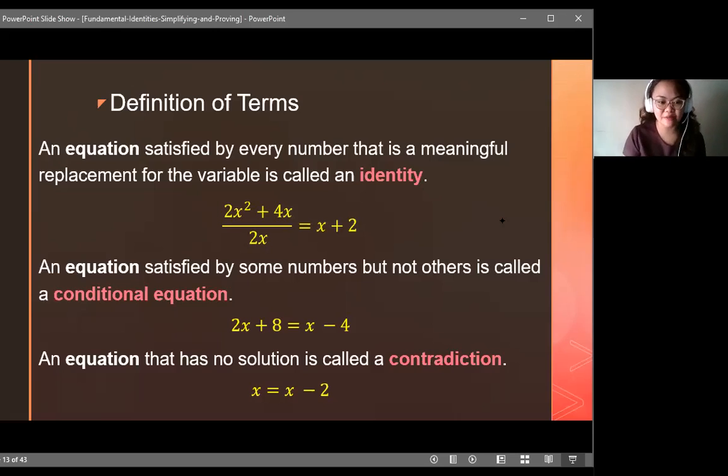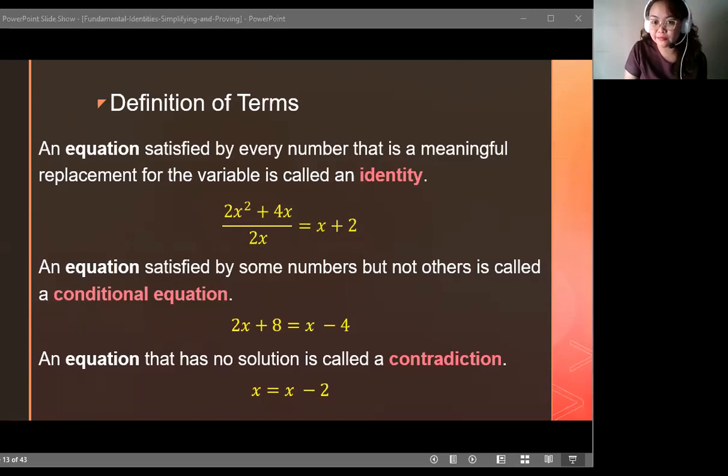And then lastly, the last type is called the contradiction. The contradiction equation has no solution. Kaya nga siya contradiction. It's not equal. Kahit anong isubstitute mo dyan, hindi siya magiging true. So, whatever value you substitute for X, it will never be true. The equation will not be satisfied. And then that type of equation, therefore, is called a contradiction. Okay? So, 3 types. Identity, kahit anong isubstitute mo, true. Conditional, only certain numbers would make the statement true. Contradiction, no value will satisfy the equation.